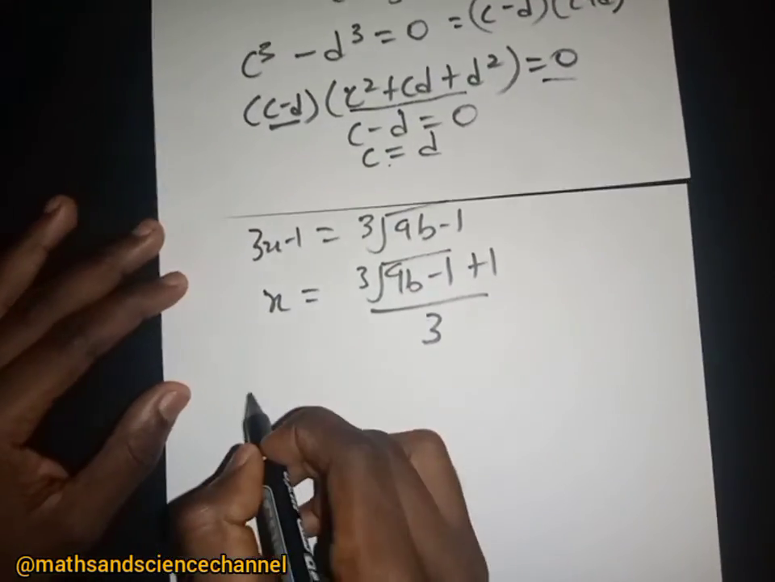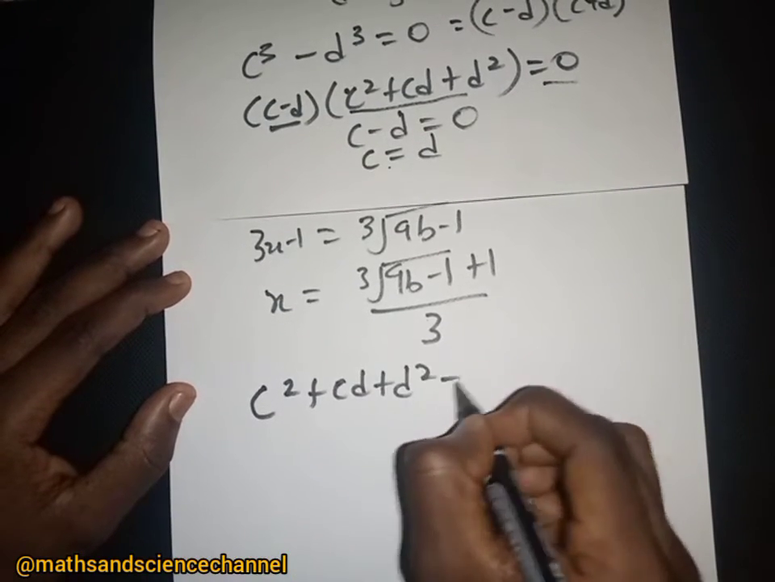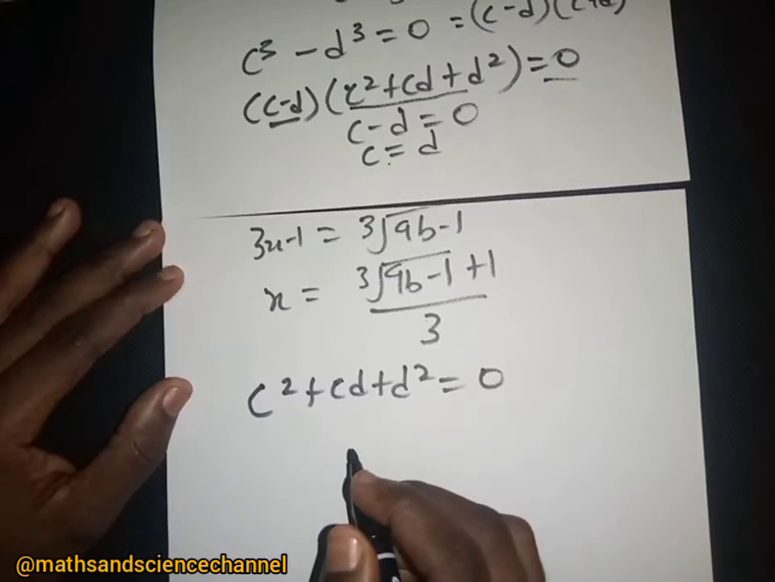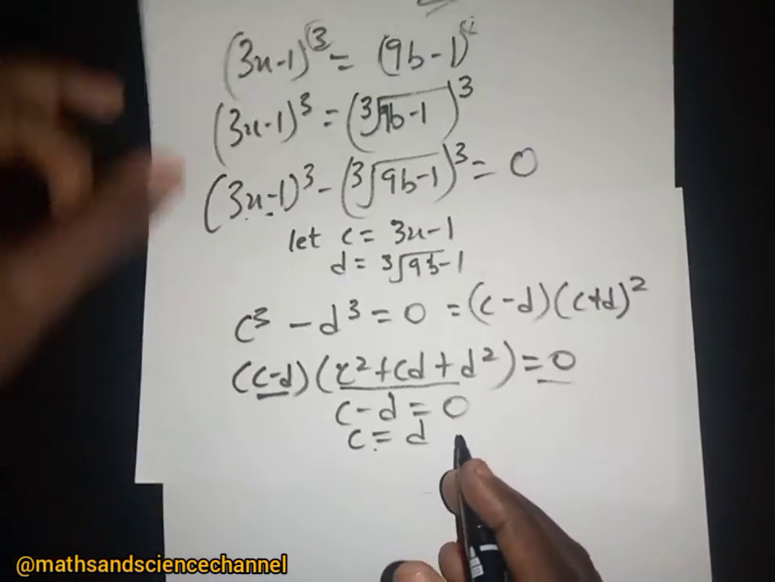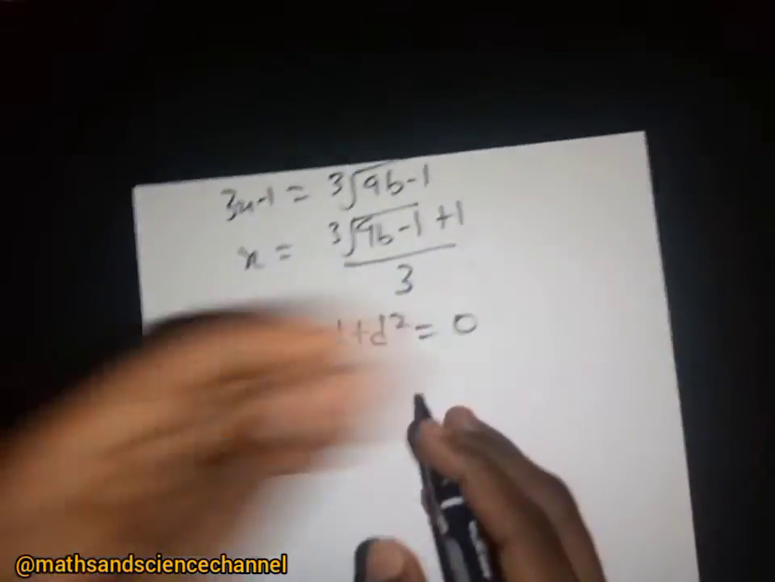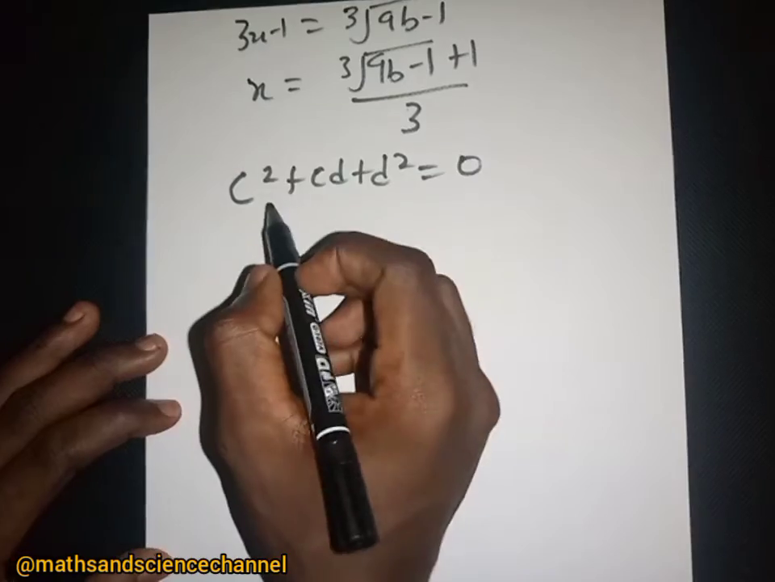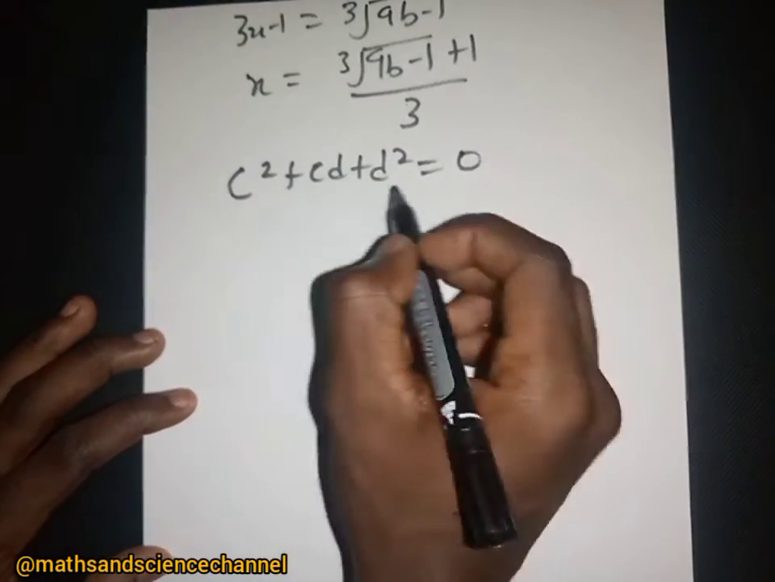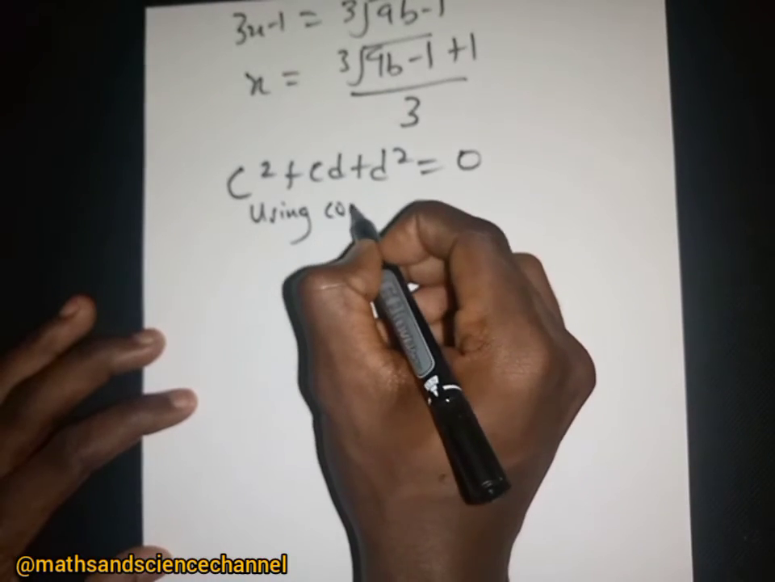Now, so we take the second part, so we take this being equal to 0. So we have c squared plus cd plus d squared being equal to 0 here, right? Now remember, we are looking for x in this case also. So let's do this. Now we are going to simplify this using completing of squares.